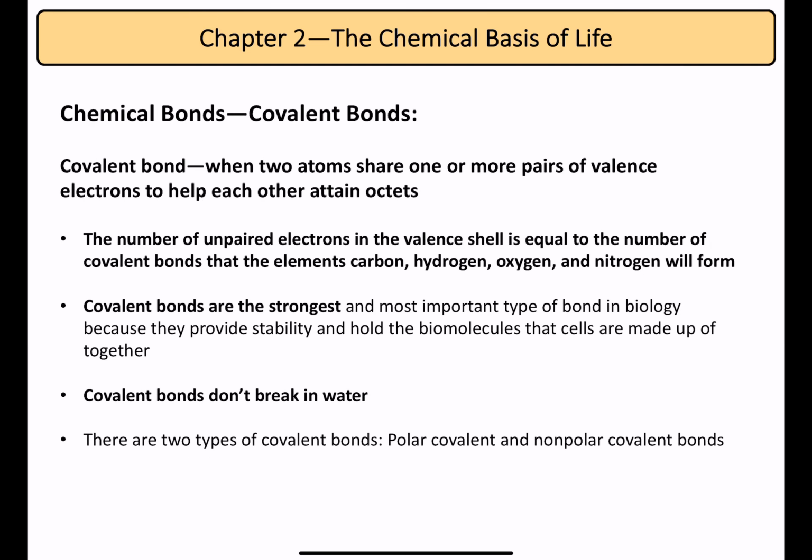Now the first type of chemical bond we're going to talk about here in chapter 2 are covalent bonds. And as we said earlier, these are bonds that involve two or more atoms sharing electrons to help each other achieve octets. So the key word in this definition is sharing.